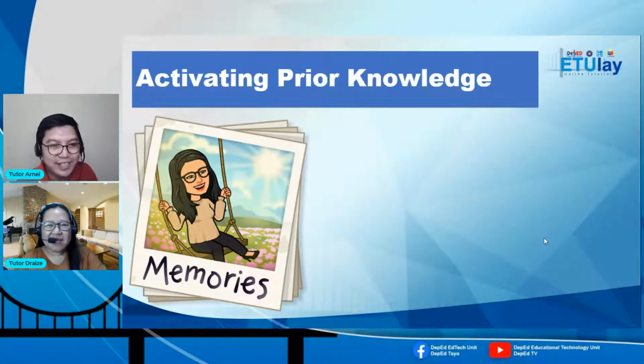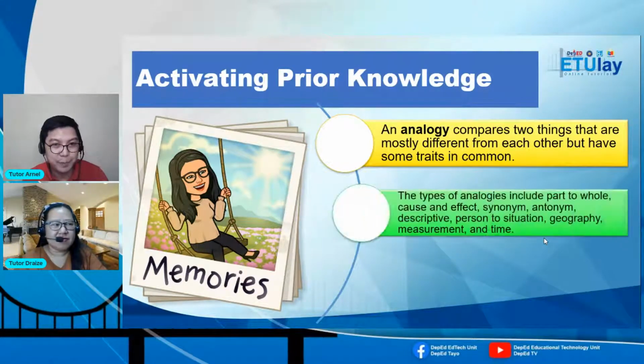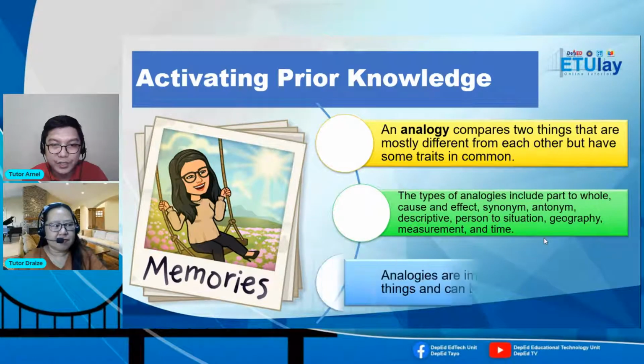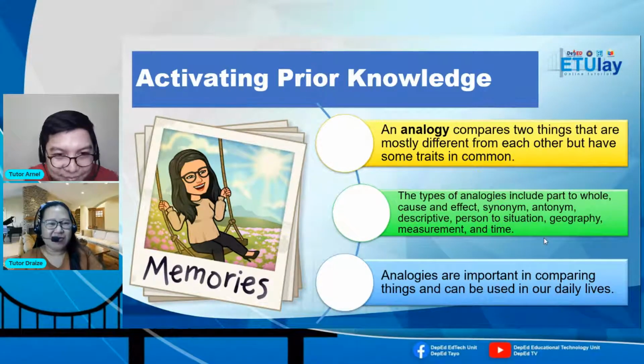All right. So I think these things that we are going to show you on the slides were the ones discussed to us by Tudor Drazel in the past discussion. So let's talk about analogy. Analogy, as we learned it, compares two things that are mostly different from each other, but have some traits in common. Types of analogies include part to whole, cause and effect, synonym, antonym, descriptive, person to situation, geography, measurement, and time. Analogies are important in comparing things and can be used in our daily lives. Very good. They'll be using this in our next activity.